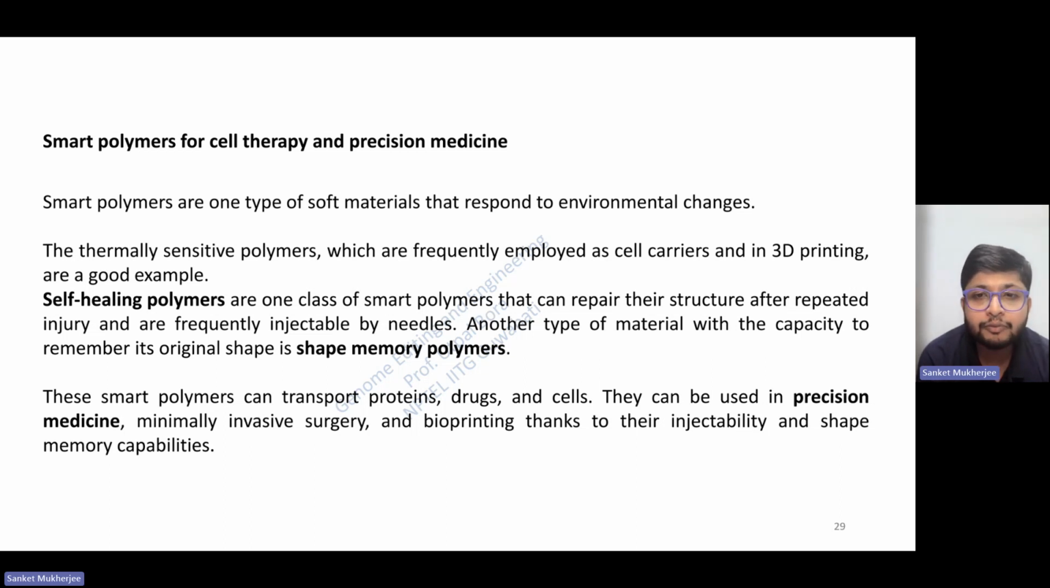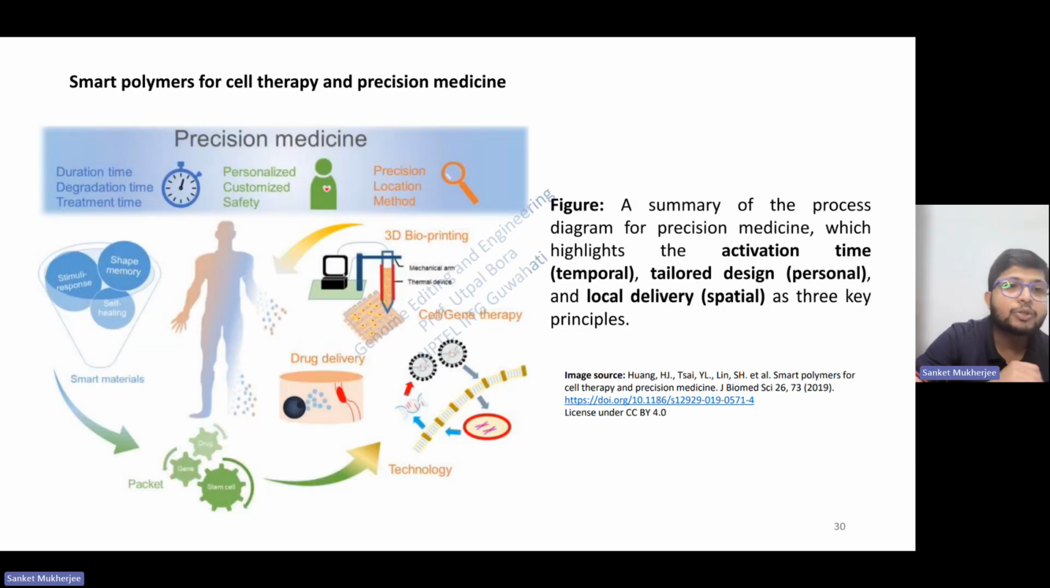Another type of material with the capacity to remember its original shape is shape memory polymers. So that is also employed. These smart polymers can transport proteins, drugs, and cells. They can be used in precision medicine, minimally invasive surgery, and bioprinting thanks to their injectability and shape memory capabilities. If we look at this figure, you can see that smart polymers can be used for cell therapy and personalized medicine.